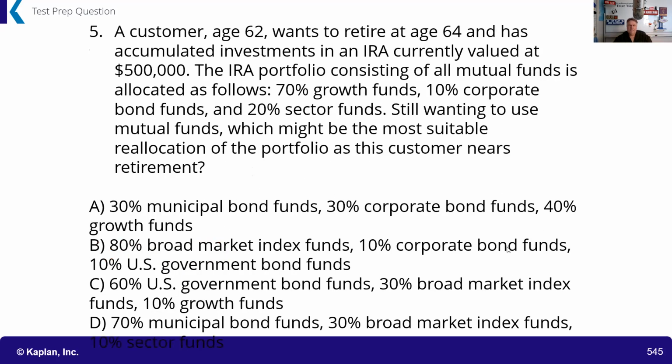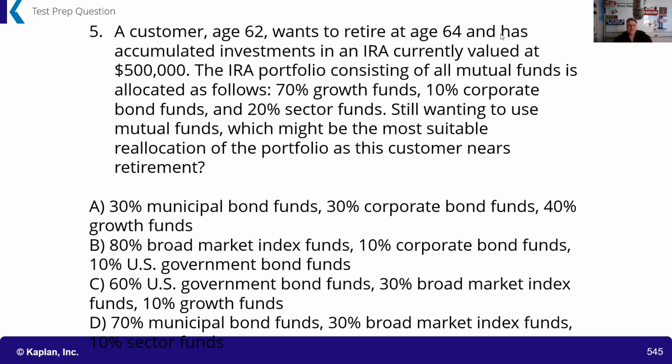Oh my goodness. A customer age 62 wants to retire at 64. Has accumulated investments in an IRA currently valued at 500,000. The IRA portfolio consisting of all mutual funds is allocated as follows: 70% growth, 10% corporate bonds, 20% in a sector fund. Still wanting to be using mutual funds, which would be the most suitable reallocation of the portfolio?